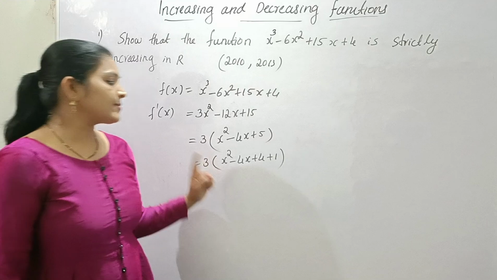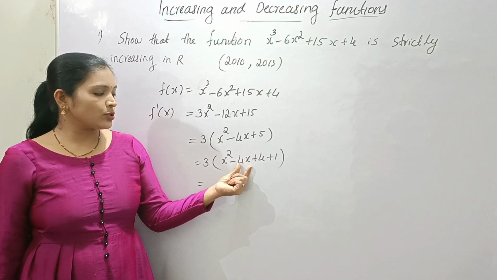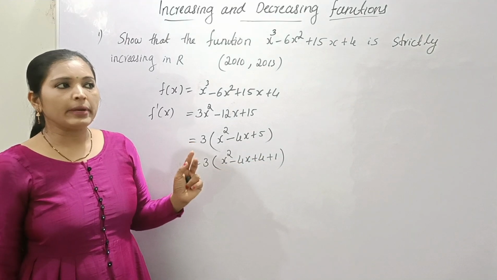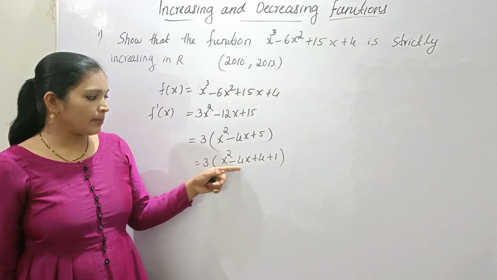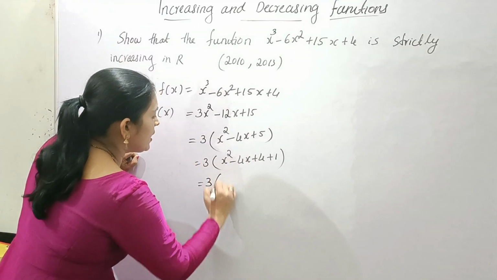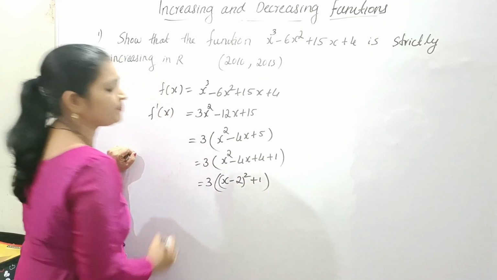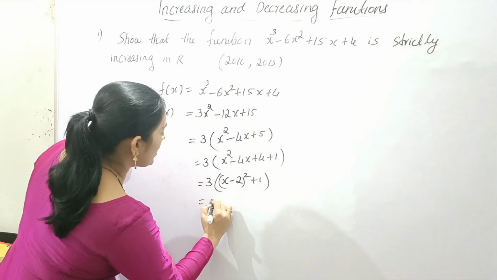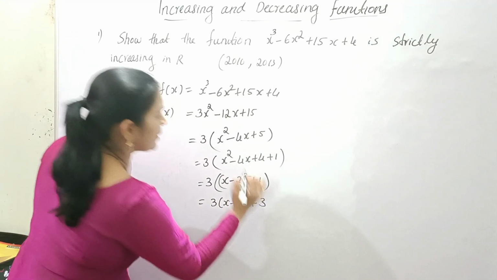See, it is in the form x square minus 2x, 2 into x plus 2 square, right? That is nothing but x minus 2 whole square. So we can write 3 into x minus 2 whole square plus 1. Okay, let's take 3 inside: 3 into x minus 2 whole square plus 3.